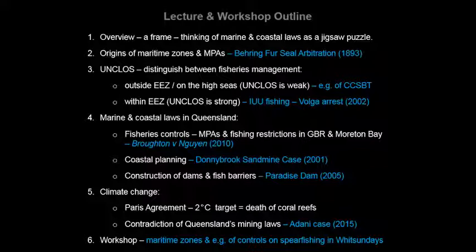And that leads us into the modern framework for maritime zones under the United Nations Convention on Law of the Sea, a big international framework agreed in 1982. Under it countries can claim maritime zones, the most important of which for fisheries is the exclusive economic zone, which can extend out to 200 nautical miles from a country's coastline. UNCLOS is really good at regulating fisheries within EEZs. It's really weak on regulating fisheries outside EEZs.